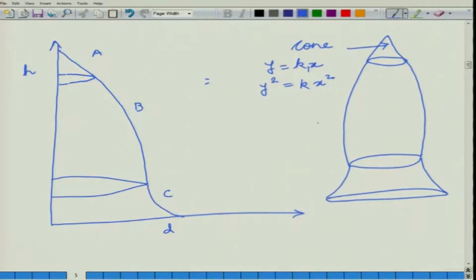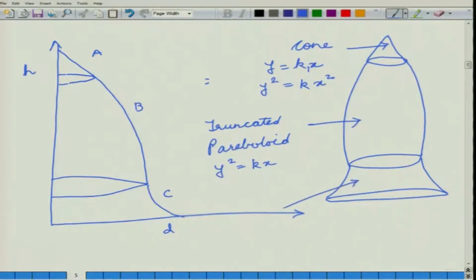Now, in the middle portion, which is a truncated paraboloid, we will have the equation y square is equal to kx, and in the lower portion, which is a truncated neiloid, we will have the equation y square is equal to kx cube.